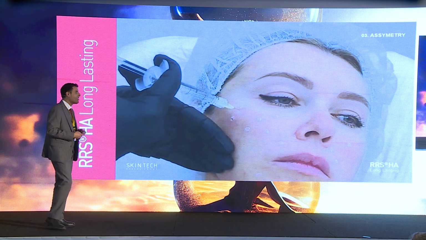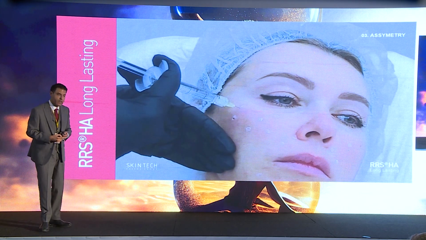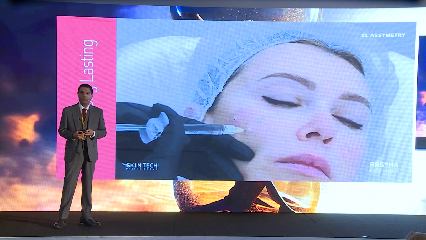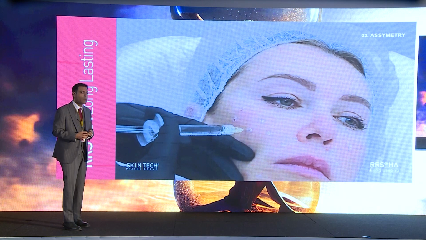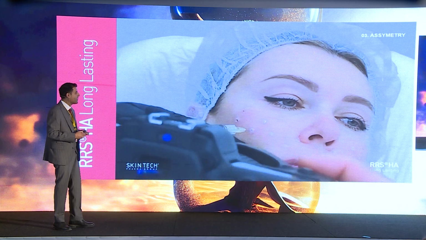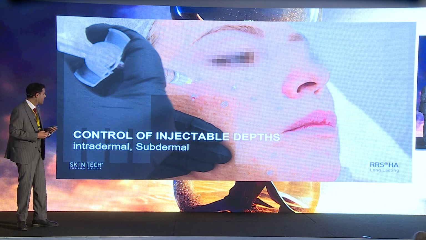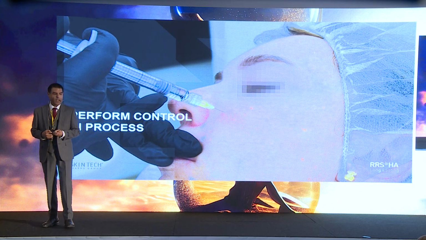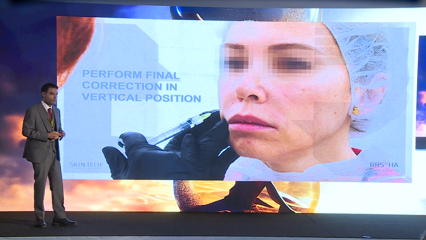But you can see here, there are more than 7 injection points. We are injecting intradermally and subdermally in a very controlled manner. And we are injecting 0.1 to 0.3 mils, depending on the amount of facial asymmetry we have, the depth of the asymmetry, and how deep we can see the asymmetry itself. So as we mentioned, we are going at subdermal and intradermal depths, and it's a controlled process of injections, and we then do the second position vertically.